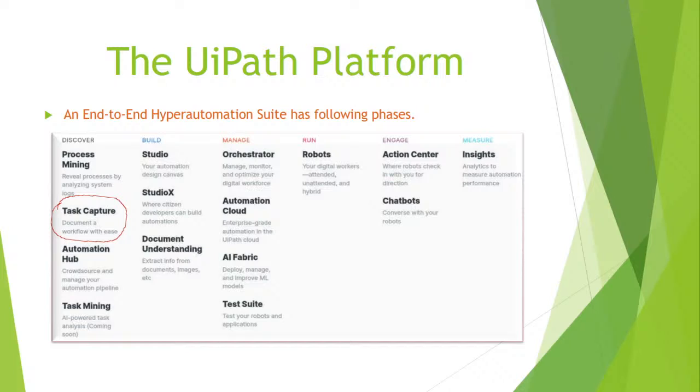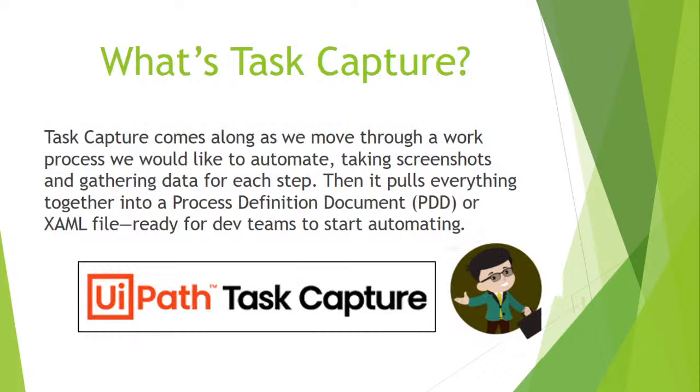When I talk about the entire UiPath platform, it runs from discovery to measure stage. Discovery is before starting the development. Before development, we have a couple of things to do: identify the process and document the process. In that documentation part, this particular tool helps us a lot in the end-to-end hyperautomation suite. Task Capture covers the documentation process for an RPA process.